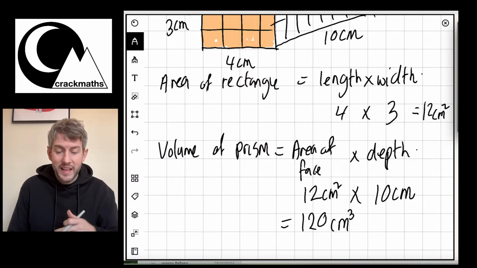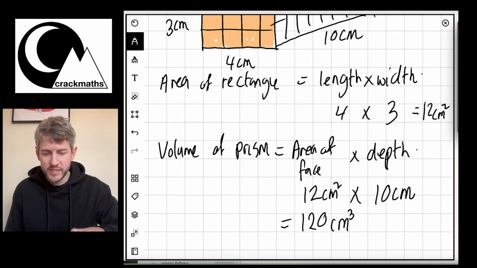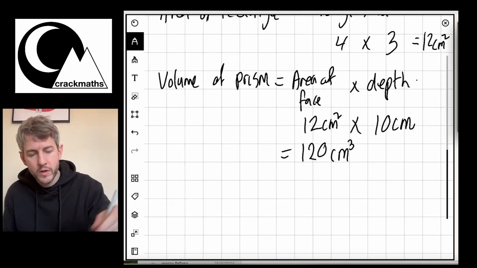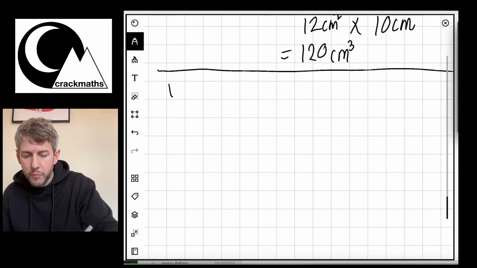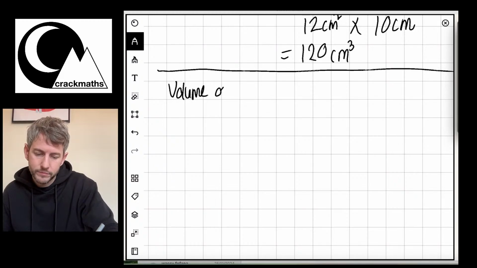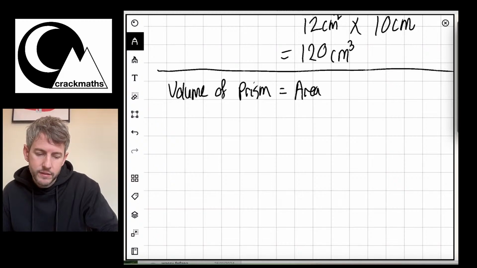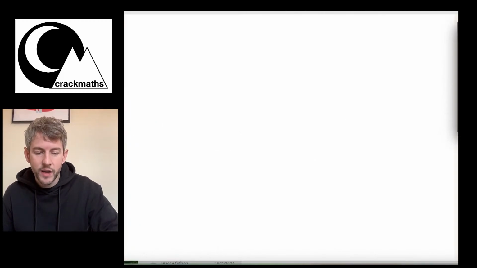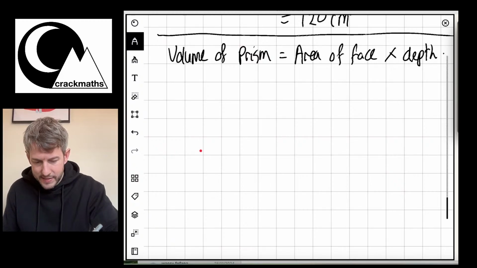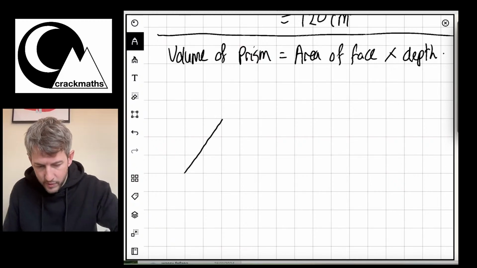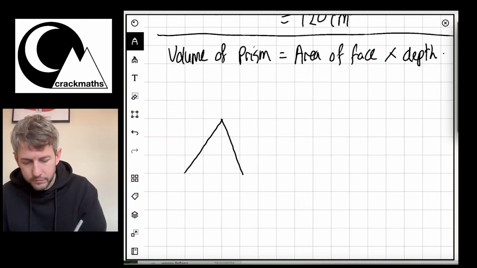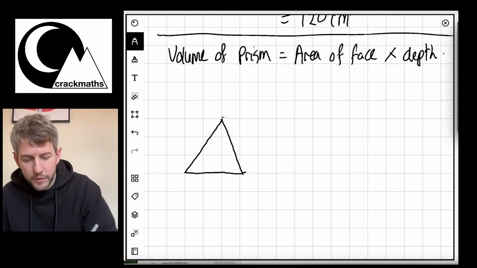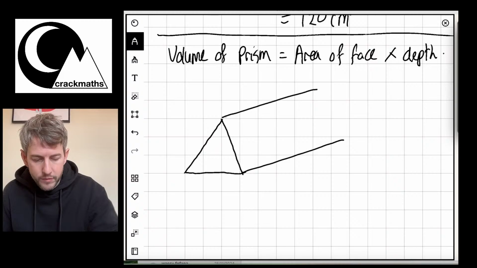Okay, right. Let's have a look at the volume of a triangular prism. So remember, volume of a prism equals area of face times depth. Okay, so this time I'm going to get my triangle. So let's say I've got a triangle that looks like this here. And then I'm going to give it some depth here.